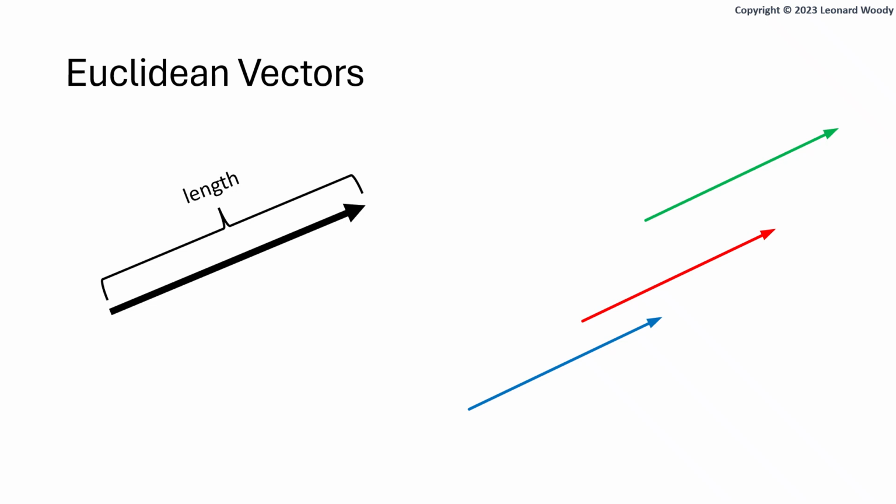Now, with Euclidean vectors, they are equal if they are pointing in the same way and their magnitude is the same. So these three vectors here, the green, the red, and the blue, are all equal when it comes to Euclidean vectors.